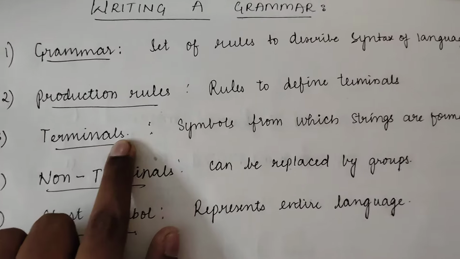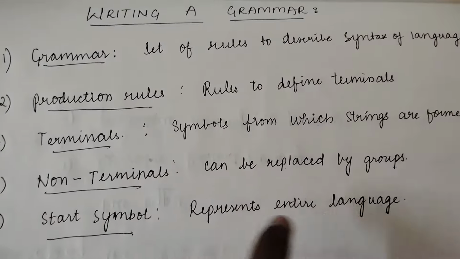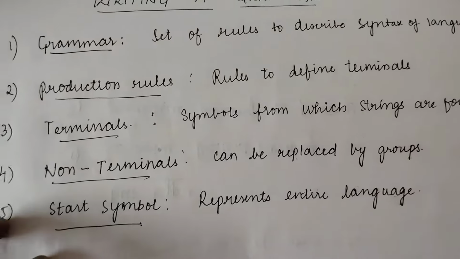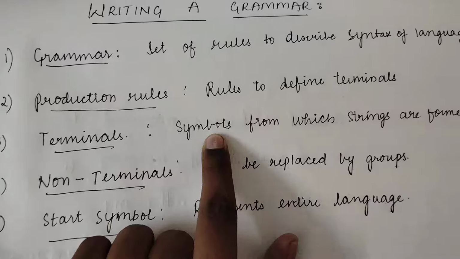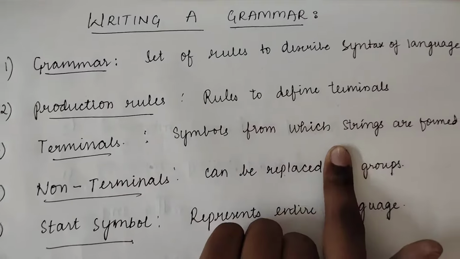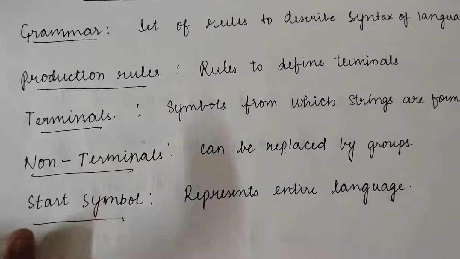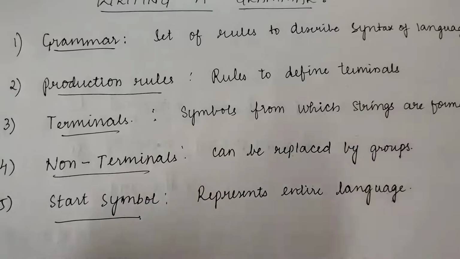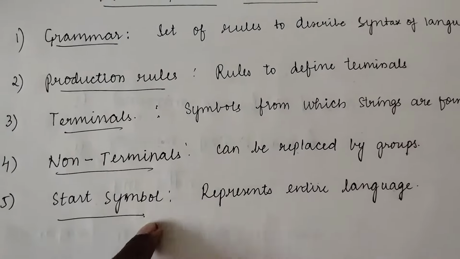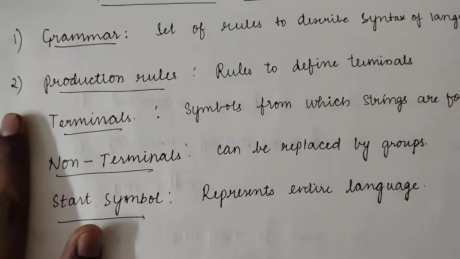Next come terminals. Terminals are basic symbols from which strings are formed in the programming language, and these terminals are typically keywords, operators, and identifiers. Clear? Now what are non-terminals? Non-terminals are also symbols, but they can be replaced by a group of terminals and non-terminals according to the production rules. What are production rules? Basic symbols and intermediate symbols, right?